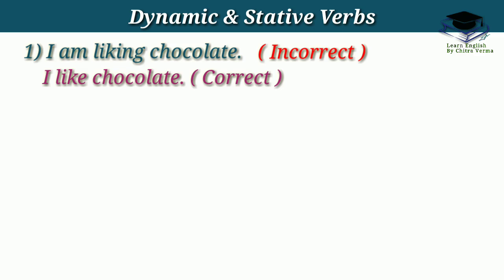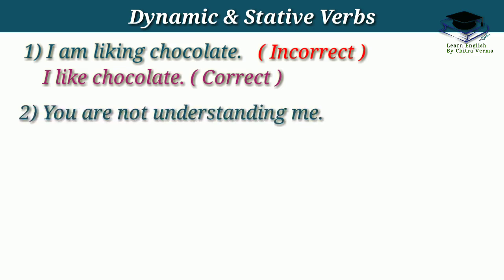Now let us focus on the next example. You are not understanding me. Here, you is the subject, are is an auxiliary verb, not is a negative word, understanding is the main verb, me is an object here.